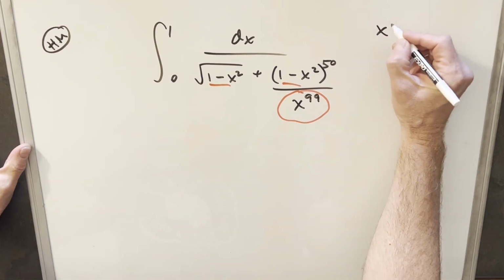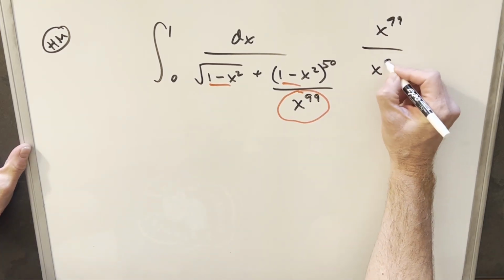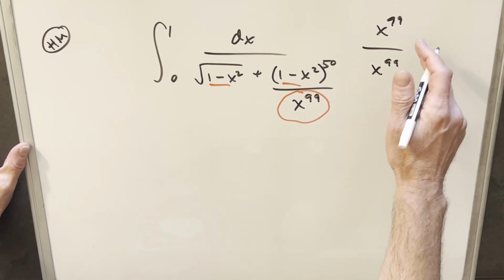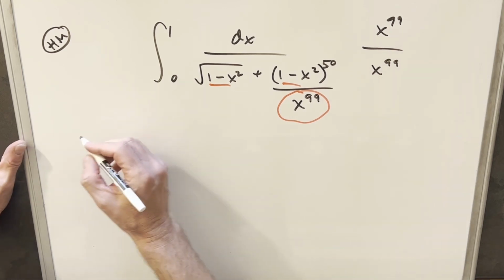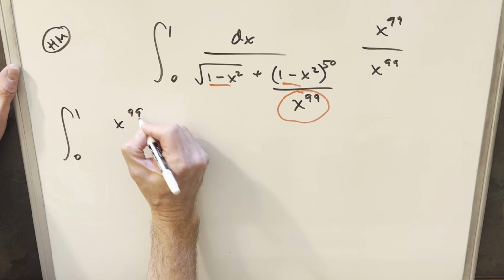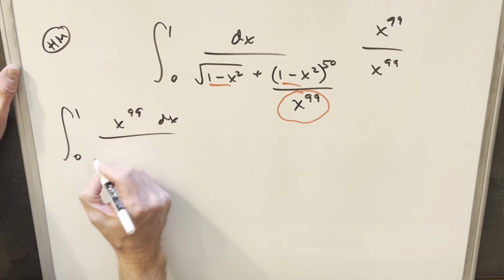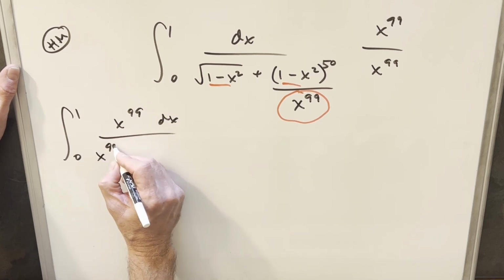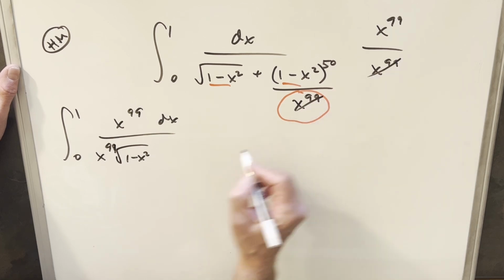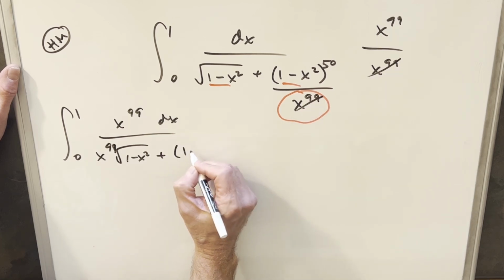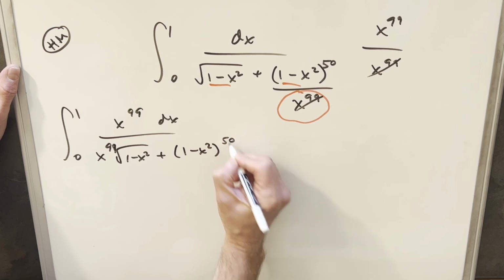So what I'm going to do first is try to get rid of that x to the 99. We're just going to multiply by 1 by multiplying in the numerator and denominator. Doing that, we'll have an x to the 99 in the numerator, but in this term, the x to the 99s are going to cancel, and we're just going to have 1 minus x squared to the 50th power.